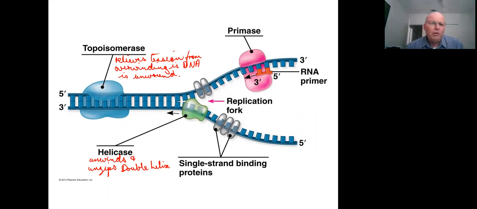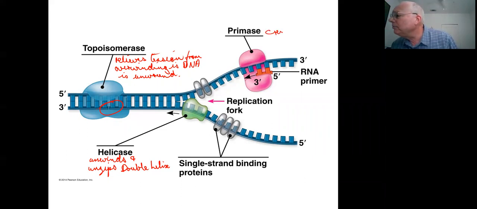So topoisomerase works ahead of the replication fork, and as it senses that the DNA is starting to potentially overwind, it simply nicks one of the two strands, which you can see here. It's created a cut in one of the two strands. As soon as you cut it, that relieves the tension. Then it immediately seals the cut up again so that the DNA is continuous to allow for replication again. So that's the role of topoisomerase.